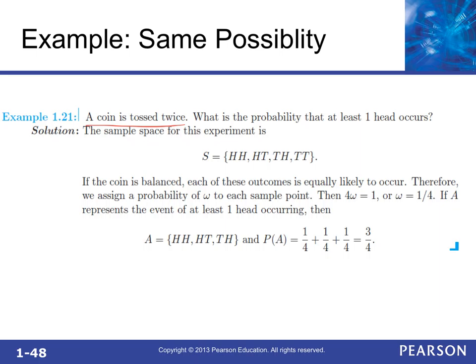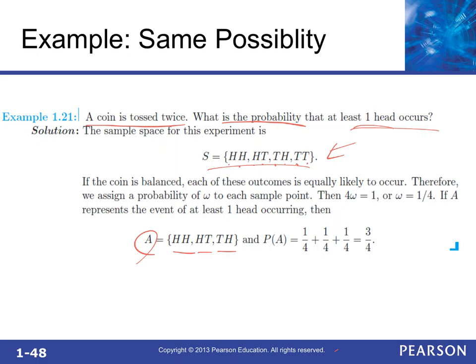So in this example, a coin is tossed twice, and we want to know the probability that at least one head occurs. The first thing that you have to do is to get the sample space. So how many possible outcomes can we have, and then we have to get the outcomes that satisfy this condition. The number of elements in this sample space is 4, because we have the elements HH, HT, TH, and TT. And the event that satisfies this condition is HH, HT, and TH.